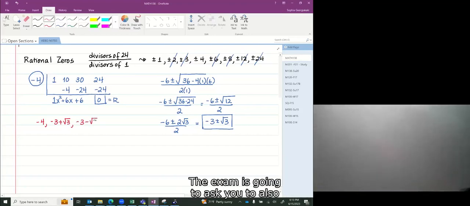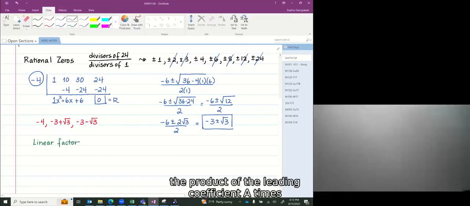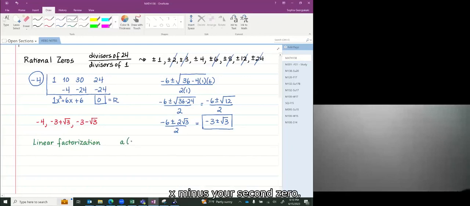The exam is going to ask you to also provide the linear factorization of the polynomial. The linear factorization of a polynomial is the product of the leading coefficient a times linear factors, x minus your first zero, x minus your second zero, x minus your third zero, etc. And you only have 3 zeros for a cubic polynomial.